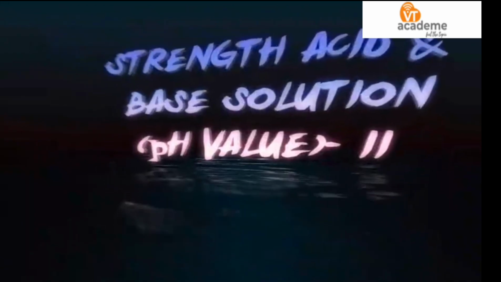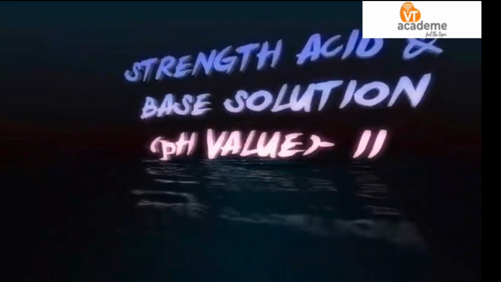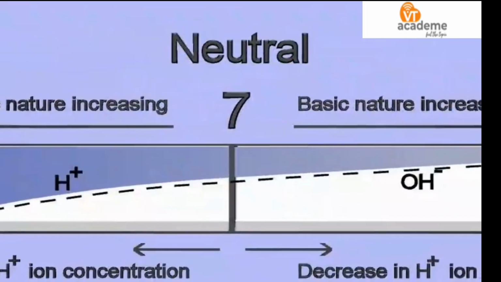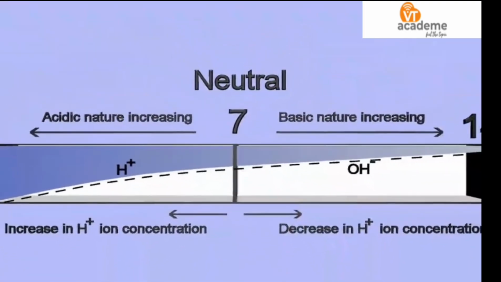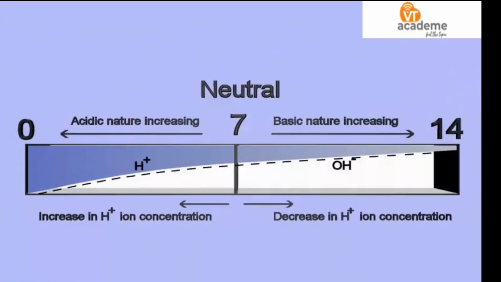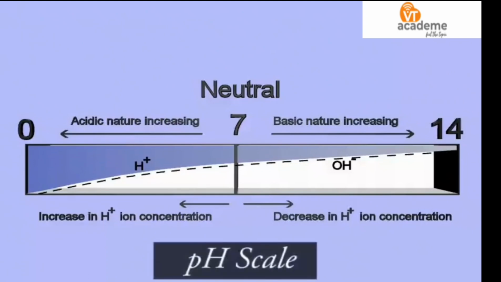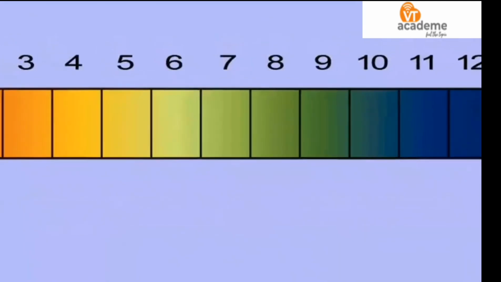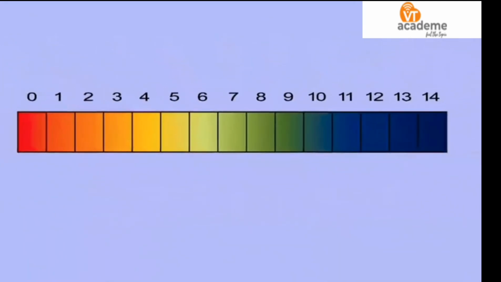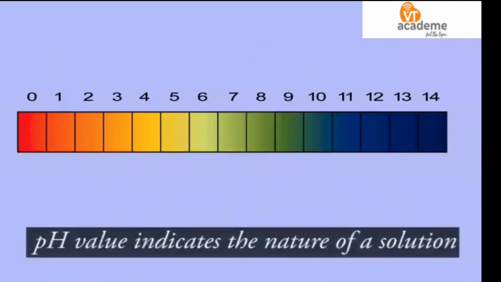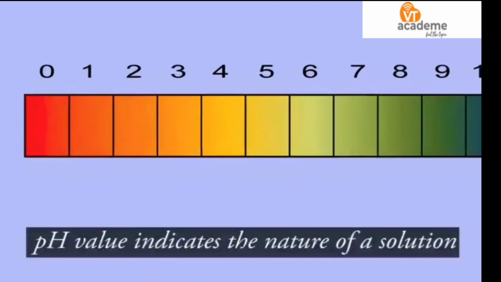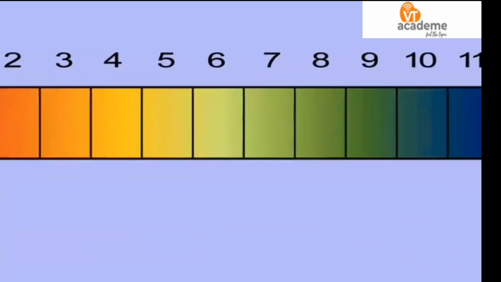Strength, acid and base solution, pH value, part 2. We use a specific scale for measuring the hydrogen ion concentration known as the pH scale. The pH of a solution is a number which indicates the acidic or basic nature of a solution. It ranges from 0 to 14.